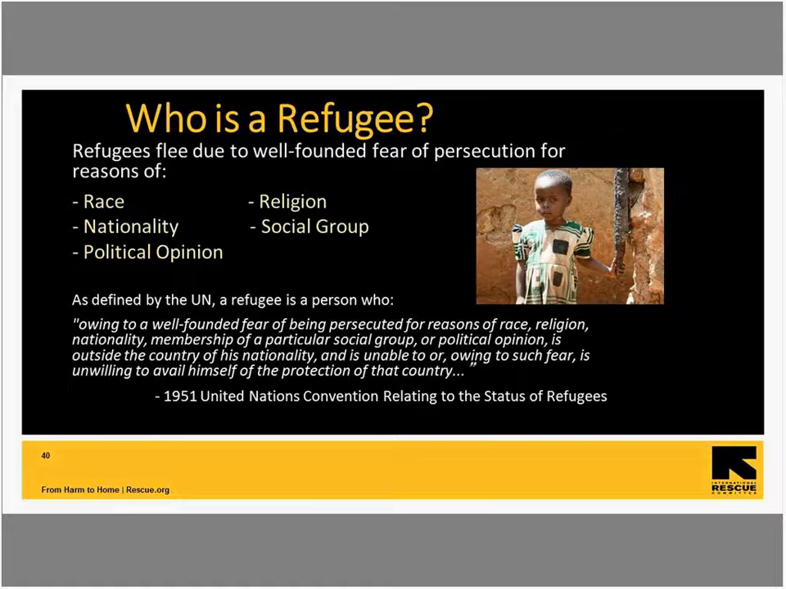Defined by the United Nations, a refugee is a person who, owing to a well-founded fear of being persecuted for reasons of race, religion, nationality, membership of a particular social group, or political opinion, is outside of the country of his nationality and is unable, or owing to such a fear is unwilling, to avail himself of the protection of that country. So it's somebody who's not safe in the country and has to leave the country out of fear for their safety.